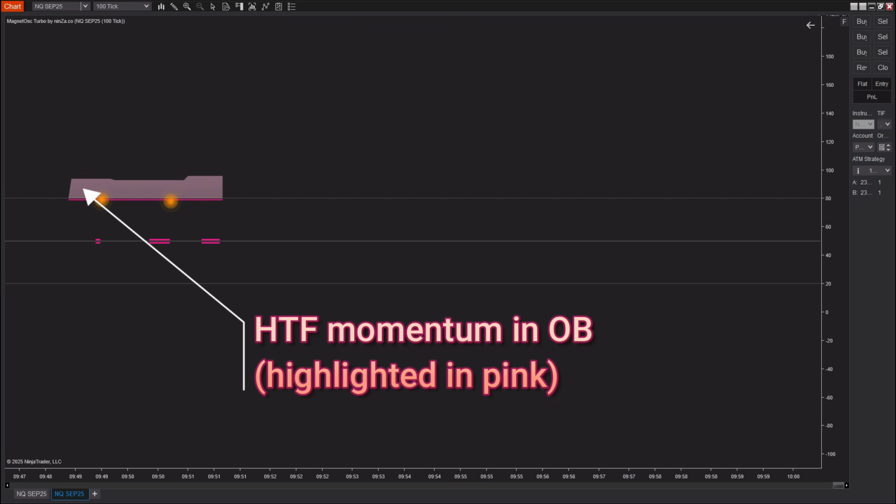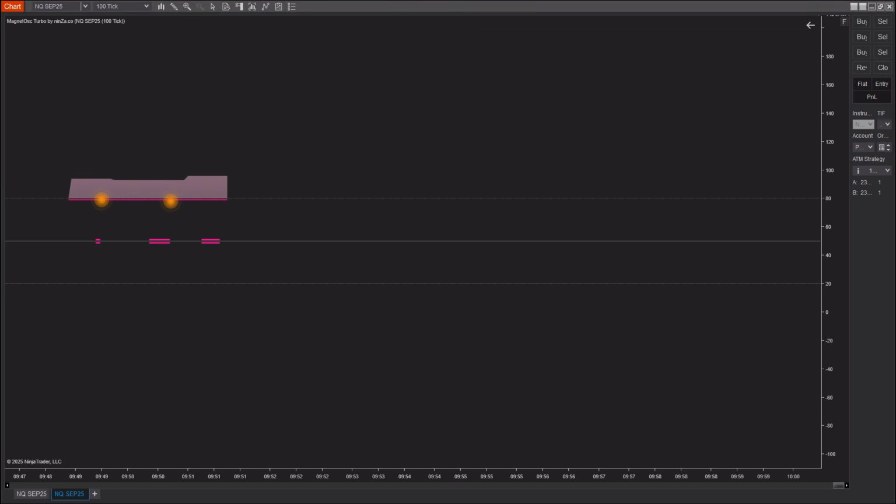When this pink block expands, it indicates that the higher time frame momentum is moving into the overbought zone. Conversely, when the pink block stops or disappears, it signals that the higher time frame momentum has exited the overbought zone. With this clear visual representation, we can easily identify the state of the market on the higher time frame without constantly switching between different charts. This is one of the key strengths that makes OSC Turbo stand out compared to traditional indicators.